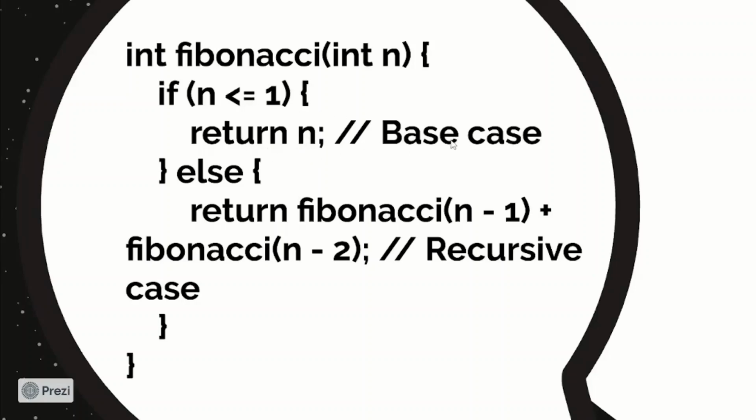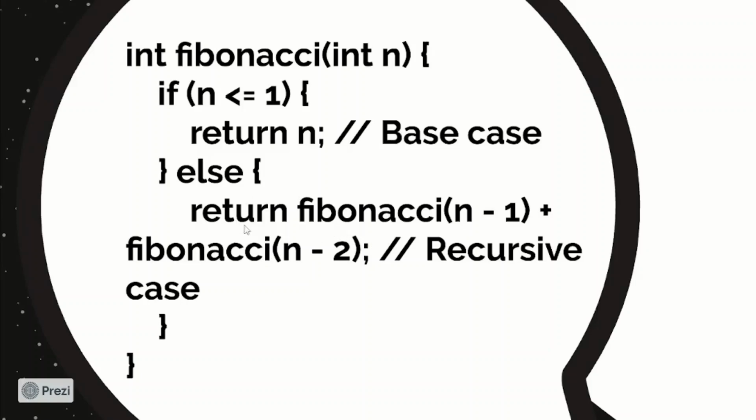This is the base case. Here the function stops calling itself when the condition is met. So we say this is a base case. When the function calls itself again, then we call this a recursive case.